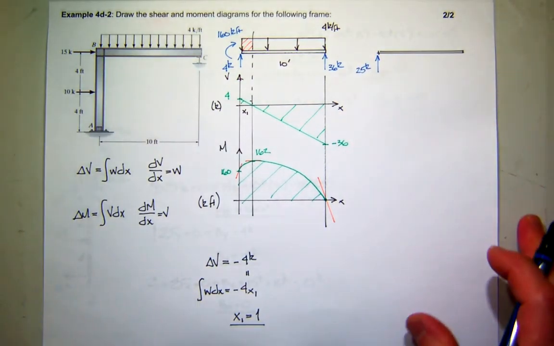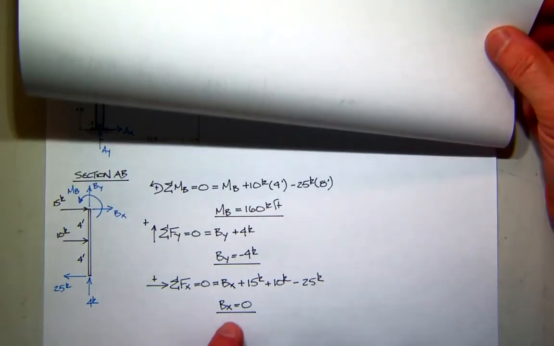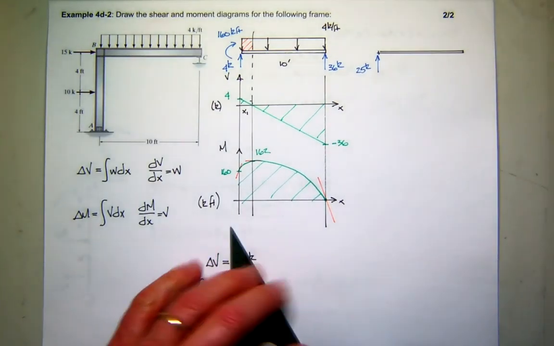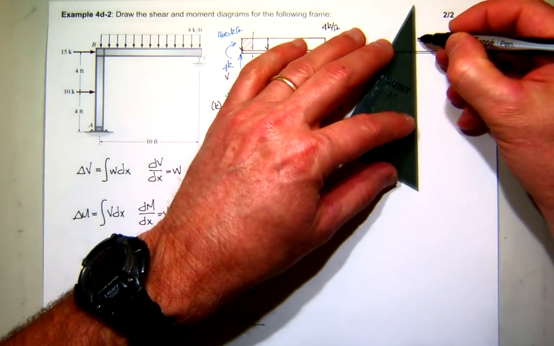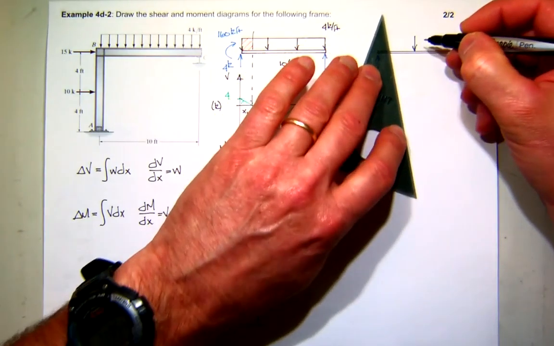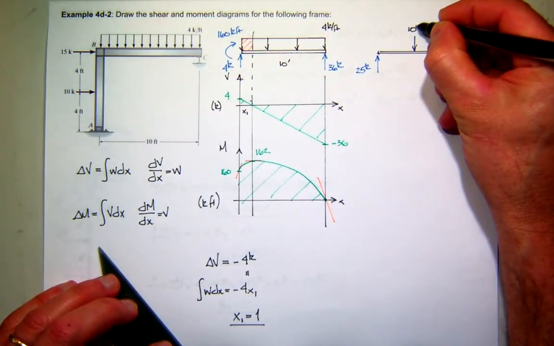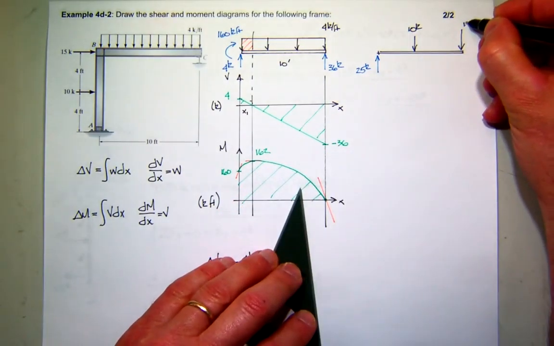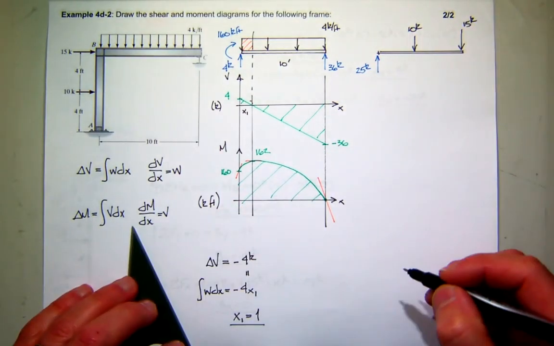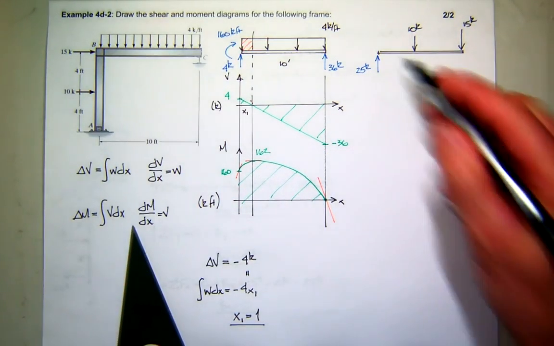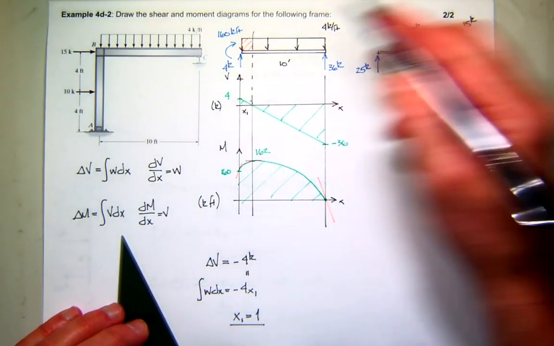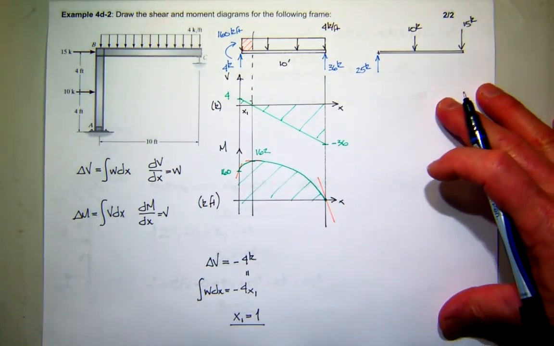And what happened at B? We found BX to be 0. So nothing there. And then at midspan, I had a 10 kip force, and over here at the end I had a 15 kip force. No moment at A, but we found a moment at B, and we solved for that moment.